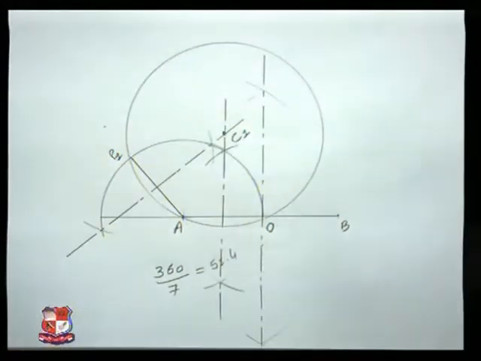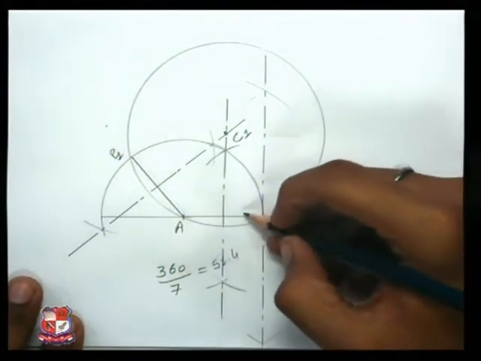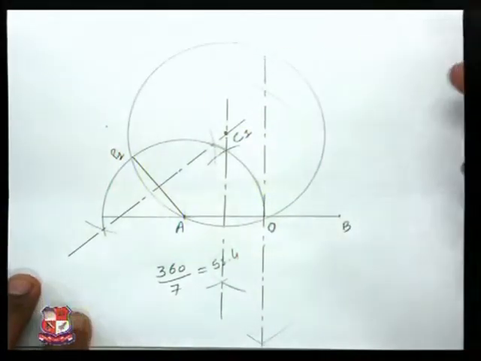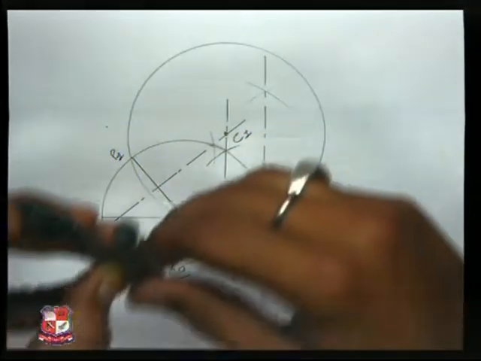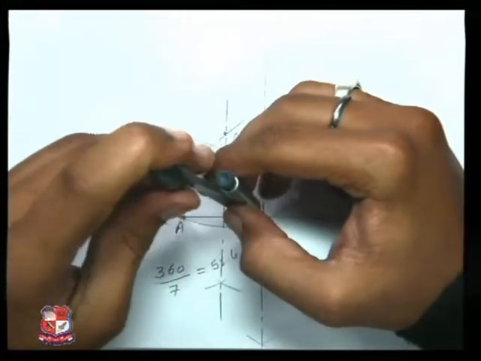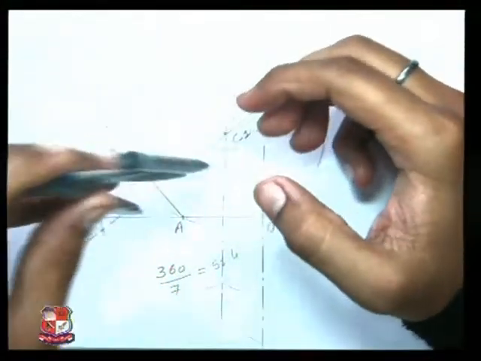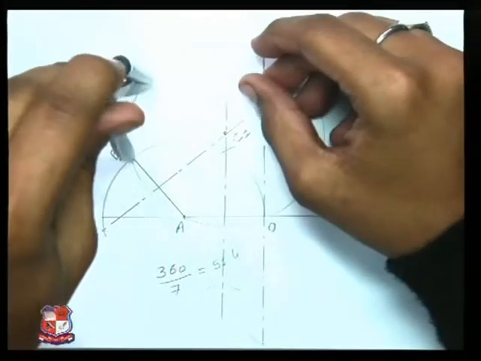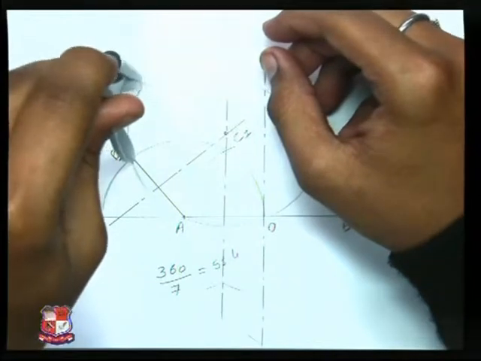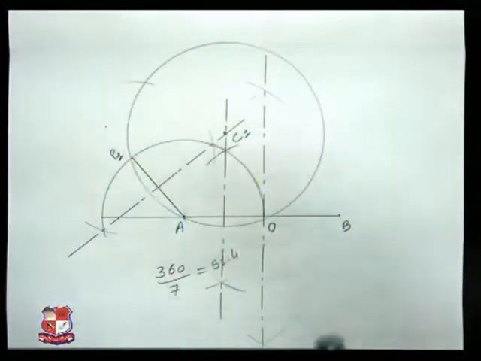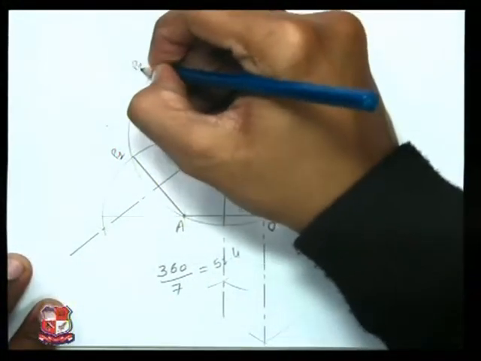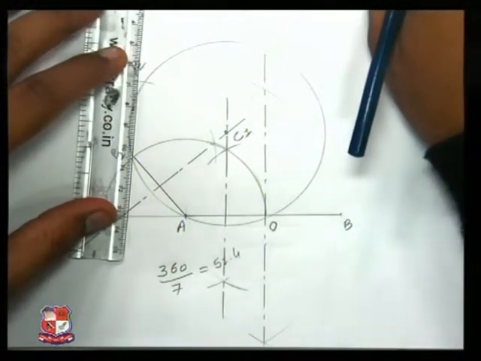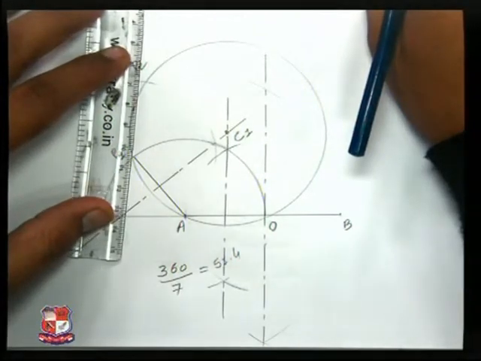Now again it will be the same procedure. We know that OA and AP1 are the same in side, so we will take OA as radius, P1 as center, and mark point P2. We will join P1 and P2.